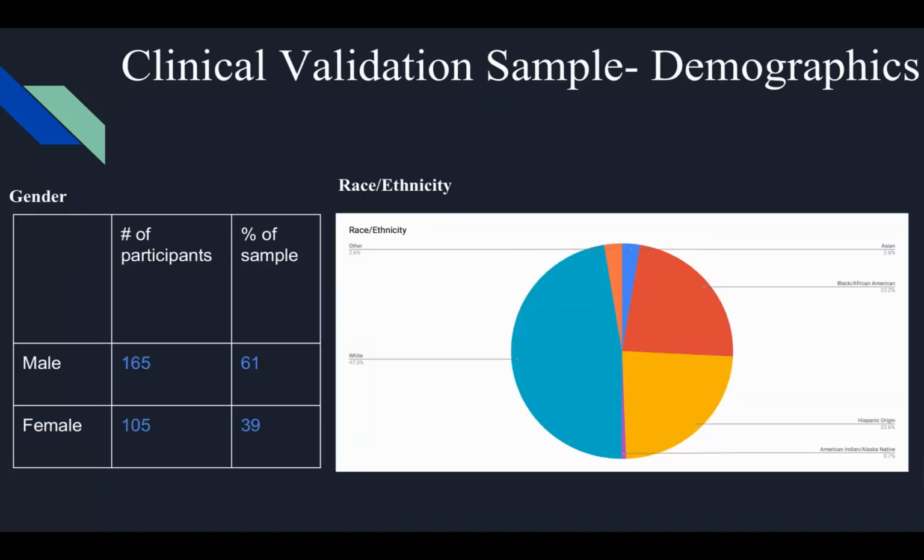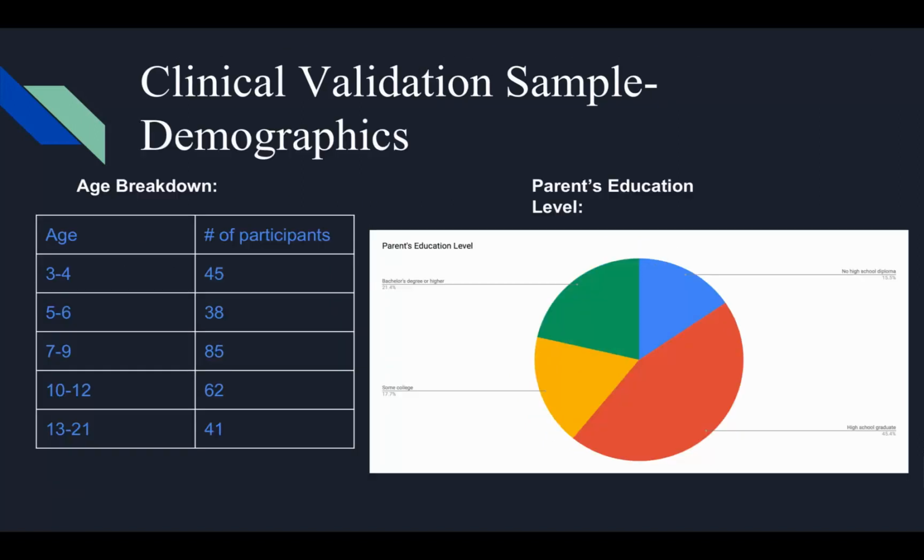This slide shows the gender and ethnicity breakdown of the clinical validation sample. There are more males than females, but the sample is reflective of different races and ethnicities. This slide shows the demographics of the clinical validation sample in terms of age breakdown and parent education. As you can see, there are individuals of a variety of ages and with a variety of parent education levels.